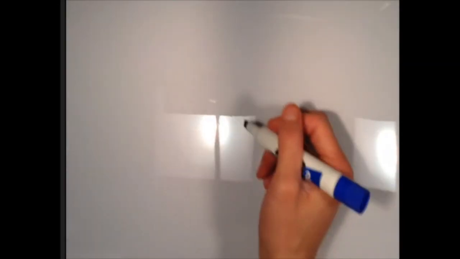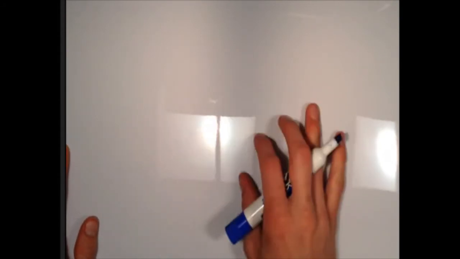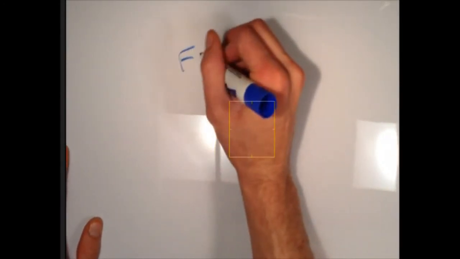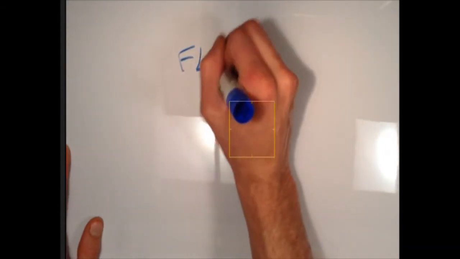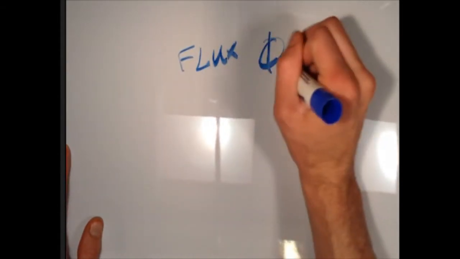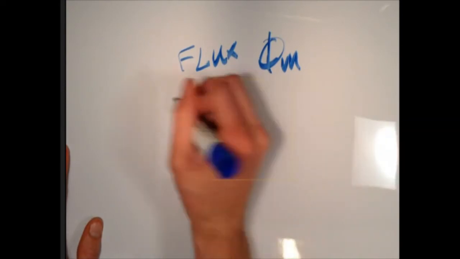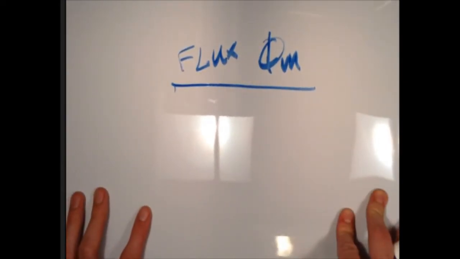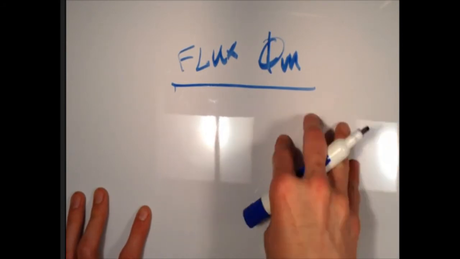Lenz's law describes how a changing magnetic field can induce a current in a wire. So first we need to talk about flux, specifically magnetic flux. Now what this is, basically, is an amount of magnetic field entering a given area.